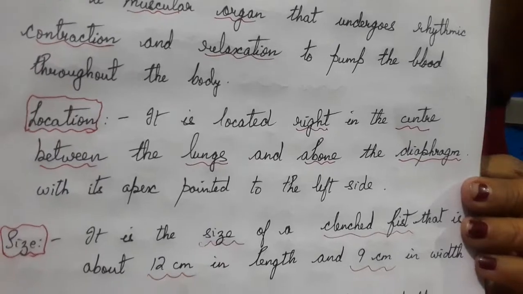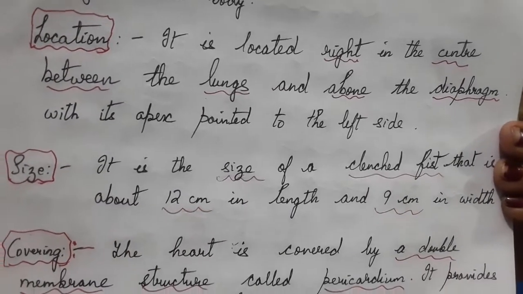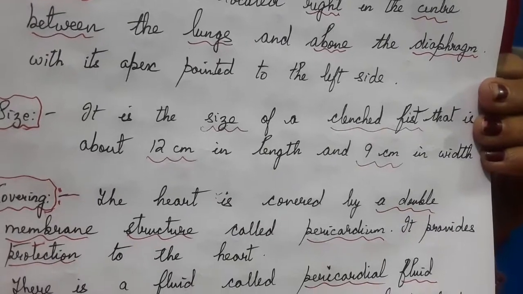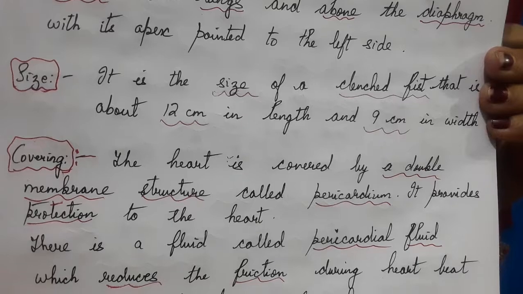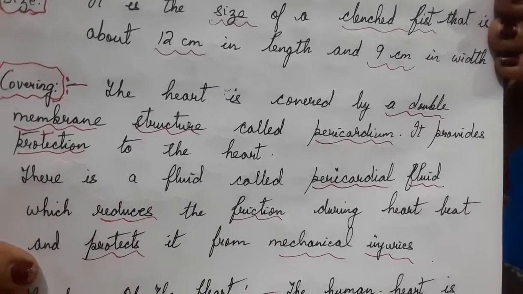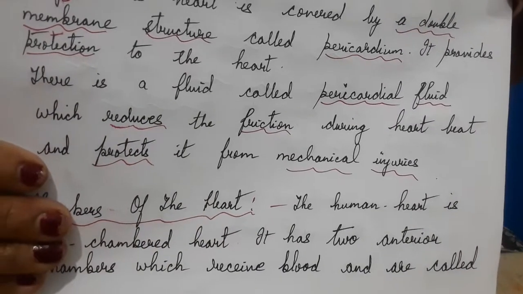Heart, as discussed earlier, is located in the center with its triangular apex pointed towards the left, slightly towards the left, just above the diaphragm.